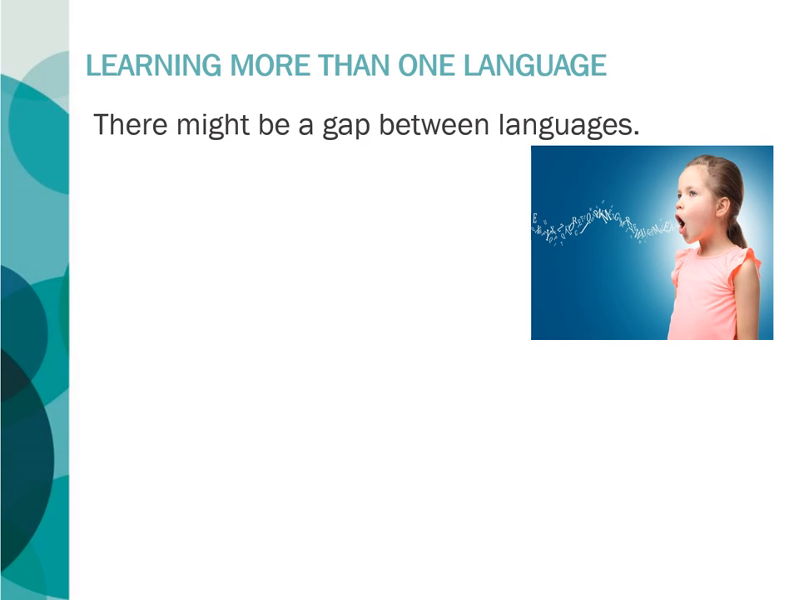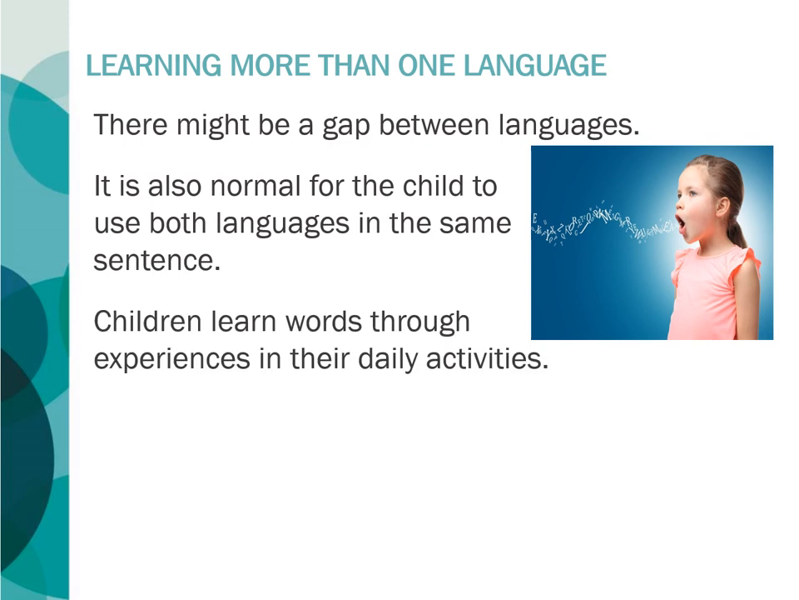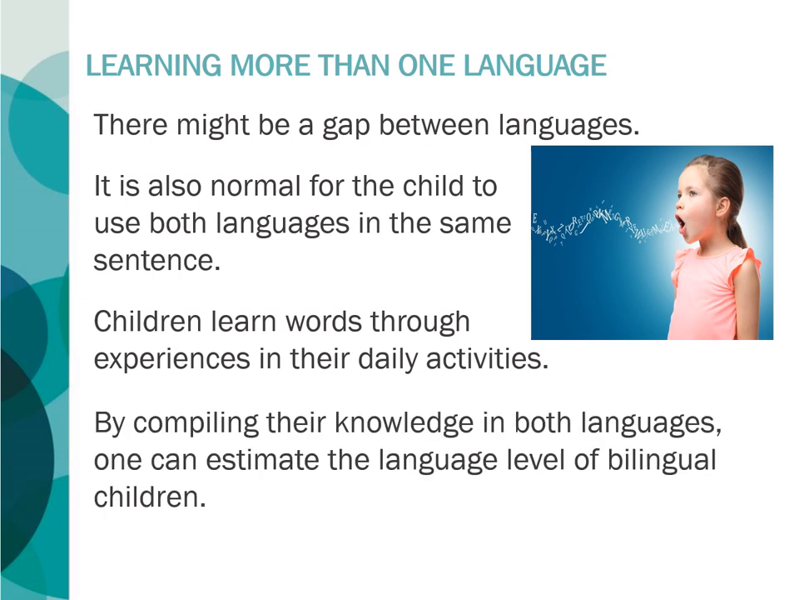A disparity may occur between both languages because there seldom is equal exposure to them. The child may have a greater mastery of the language he hears most often. It is also normal for the child to use both languages in the same sentence. Children learn words through experiences in their daily activities. As a result, they might learn different words in each language. By adding their knowledge in both languages, one can estimate the language level of bilingual children.